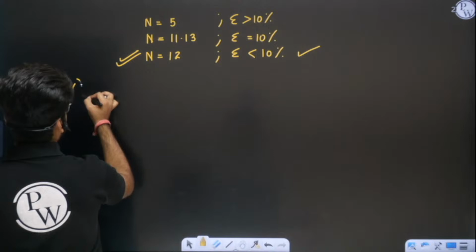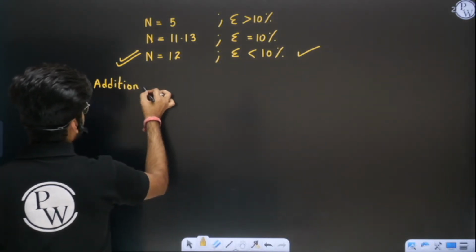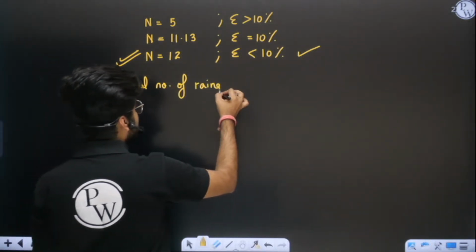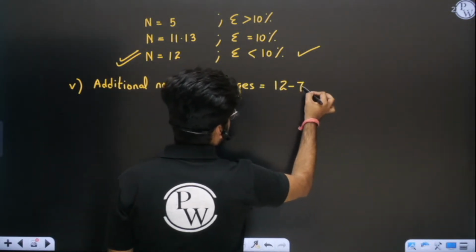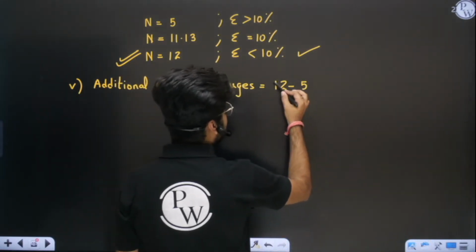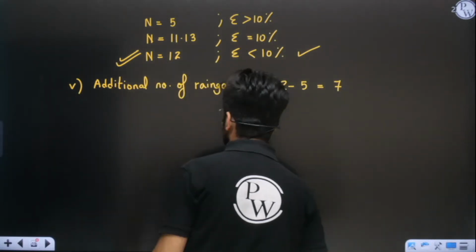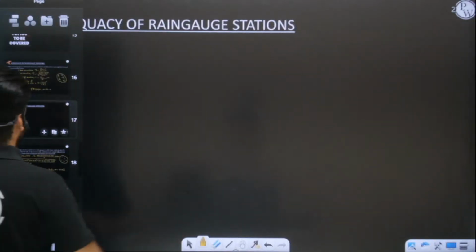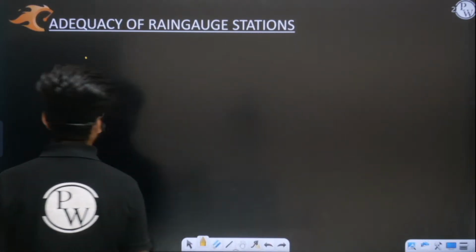Now, what is the additional number of rain gauges? Obviously the answer is 7. The additional number of rain gauges we need to install is simply 12 minus 5, because initially we have 5 and now we want 12, so that error is less than 10%. So this will be 7. I hope it is very clear to you, and that you can easily solve these types of questions in your examinations.